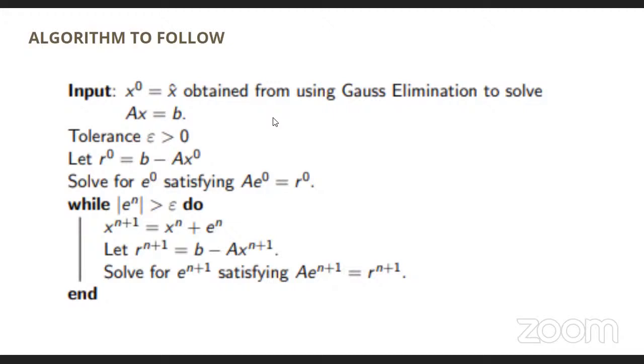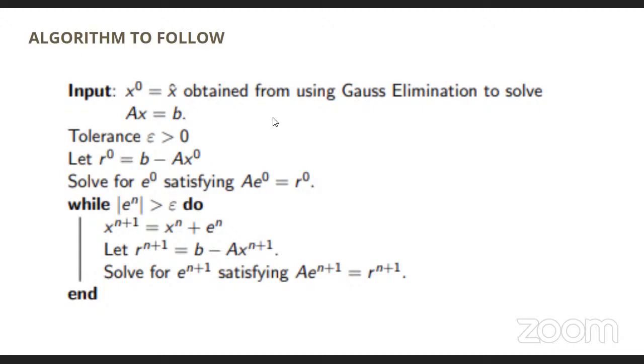So this is the algorithm to follow. We have an input, which is going to be gotten using the Gaussian elimination method. Like I said, it's a direct method. So our X naught is the same thing as our X star. Remember I said anywhere you see this X cap, it is the same thing as X star. I was supposed to change it, but this is an image, so I could not. I apologize for that. So your X naught is equal to your X star, your approximate solution, which you must have gotten through your Gaussian elimination method.